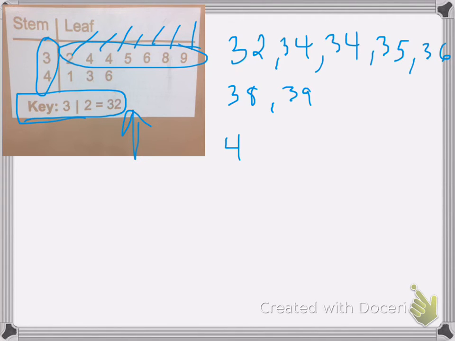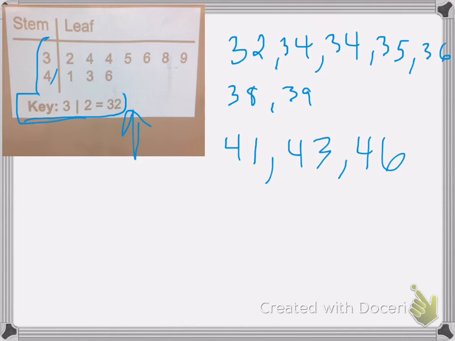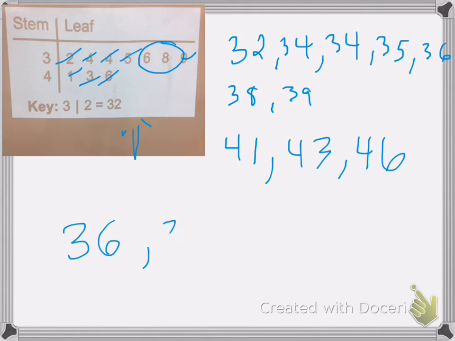Now we've got our 40s. There's 41, 43, and 46. Again, you can use your measures of central tendency, or your mean, median, mode, and range. When it's in a stem and leaf plot, it makes it a lot nicer because you can go, well, the highest is 46 and my lowest is 32. Highest, next lowest, next highest, next lowest. Then the median would be between 36 and 38. So we would have to do 36, 38.